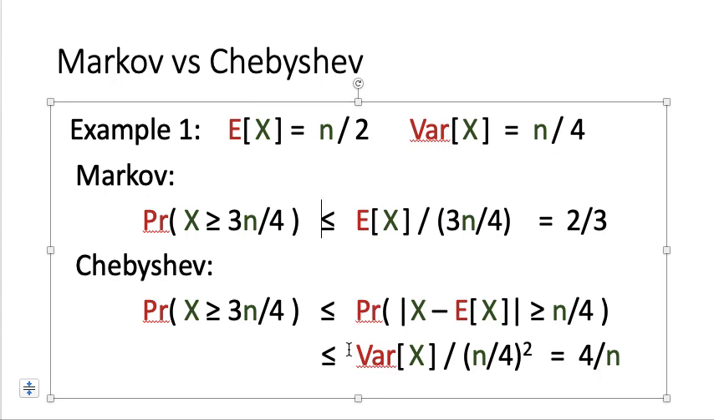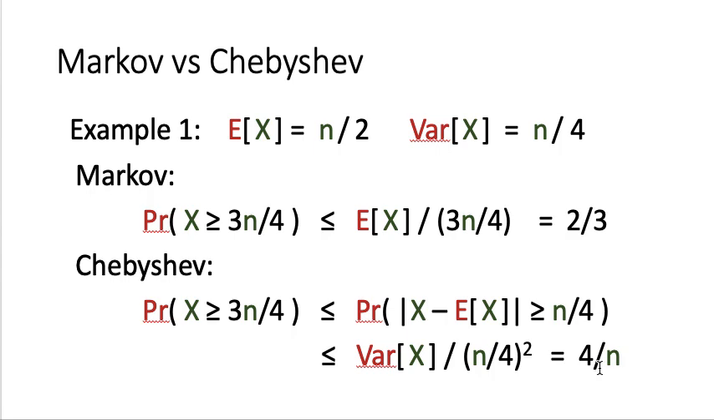And next, this is the Chebyshev's inequality result. So this is less than or equal to the variance of X divided by the square of this part. Now, because the variance of X is n over 4, when we divide it by (n over 4) squared, we will have 4 over n as a result.